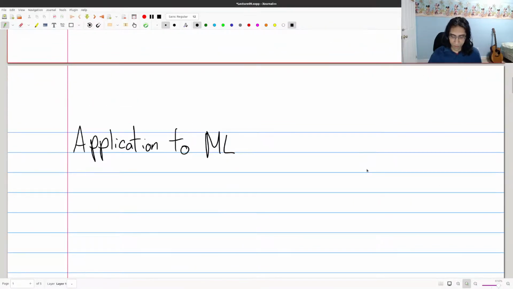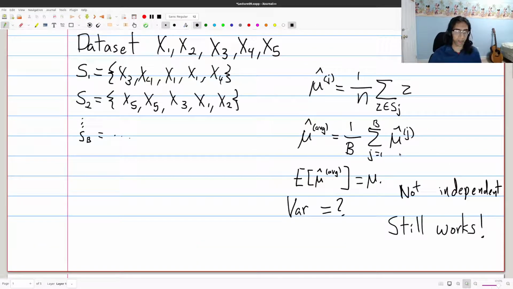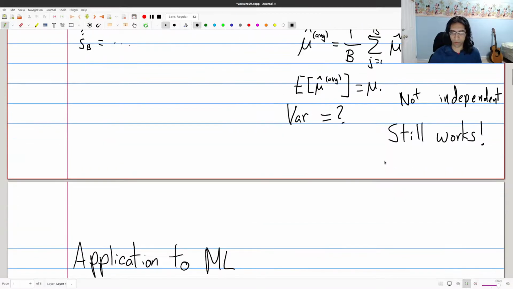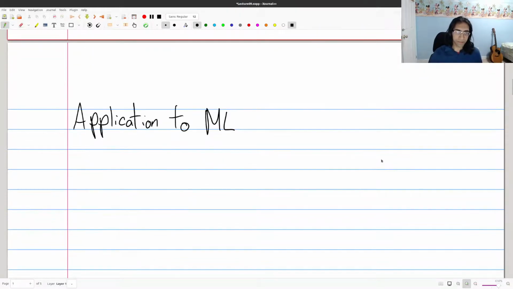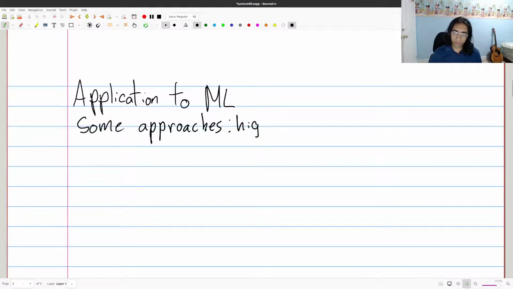So, okay, now that we have the bootstrap, let's talk a bit about how this is actually applicable to machine learning. We talked about a very simple statistical setting, but how about more complicated settings, say involving classifiers or regression or something? So yeah, a big problem in machine learning settings is that some approaches are just high variance. And what do I mean by high variance? Well, I kind of mean the following.